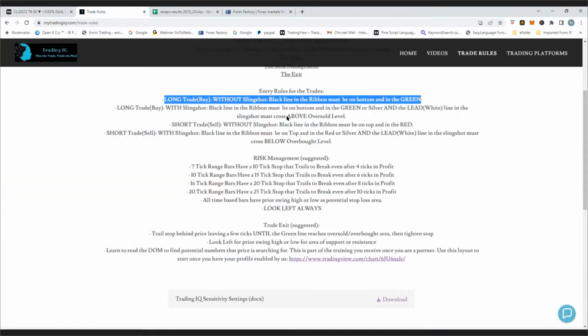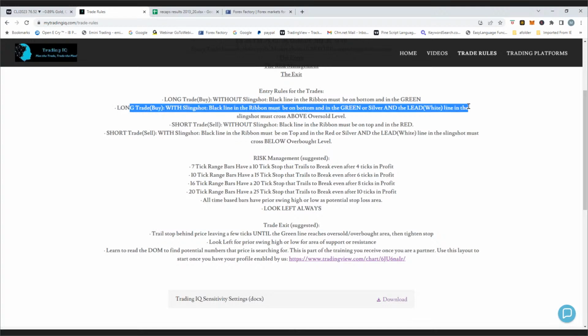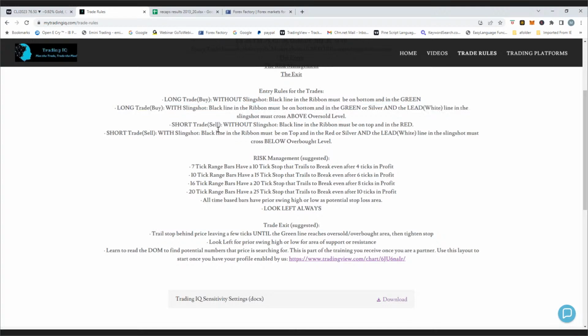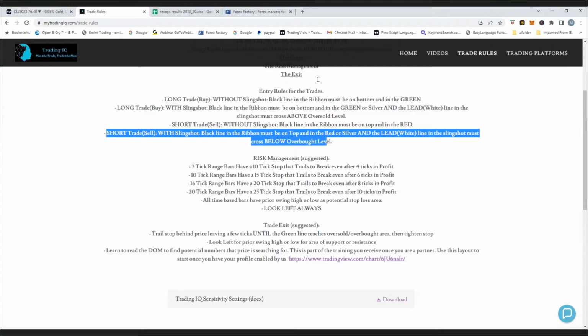If you come in here, it's all in here. That's with the slingshot right here. That's for a long, but for a short is what I just showed with the slingshot right here. Those are the rules for the trade.